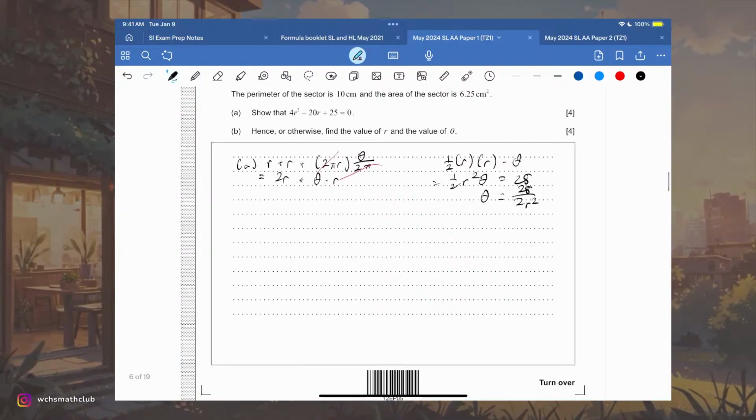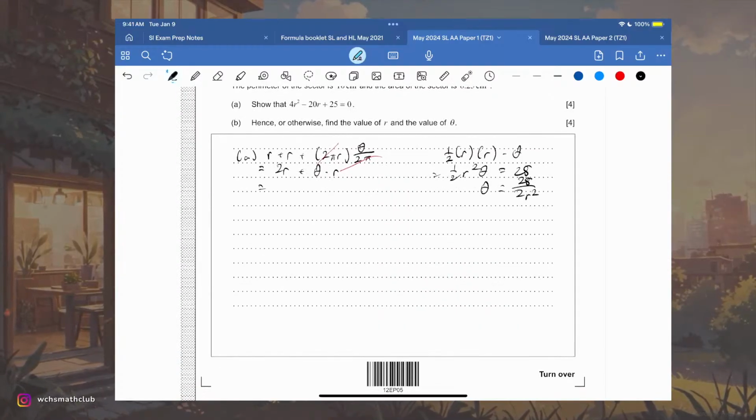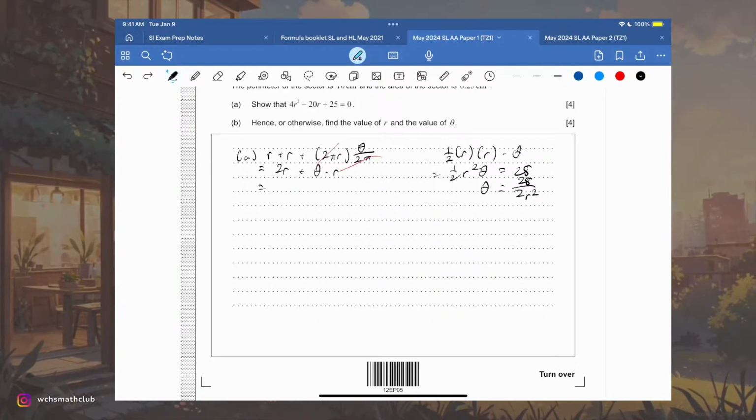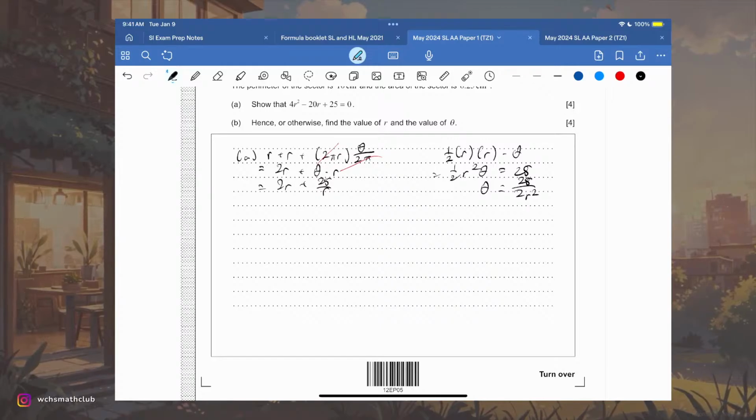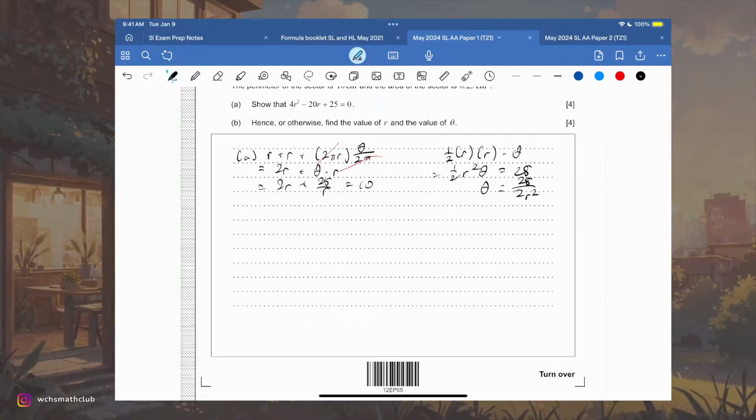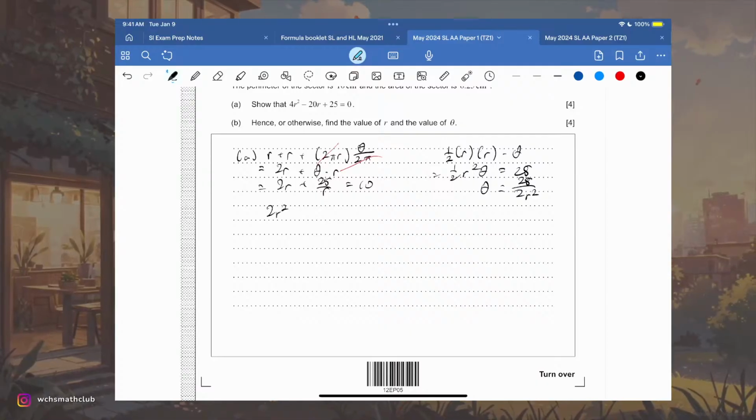Now we're going to plug this straight into the left side. So this is not equal to 3r, this is equal to 2r plus 25 over r, just like so. And then this all equals 10. And then we can multiply both sides by r. So 2r squared plus 25 equals 10r.